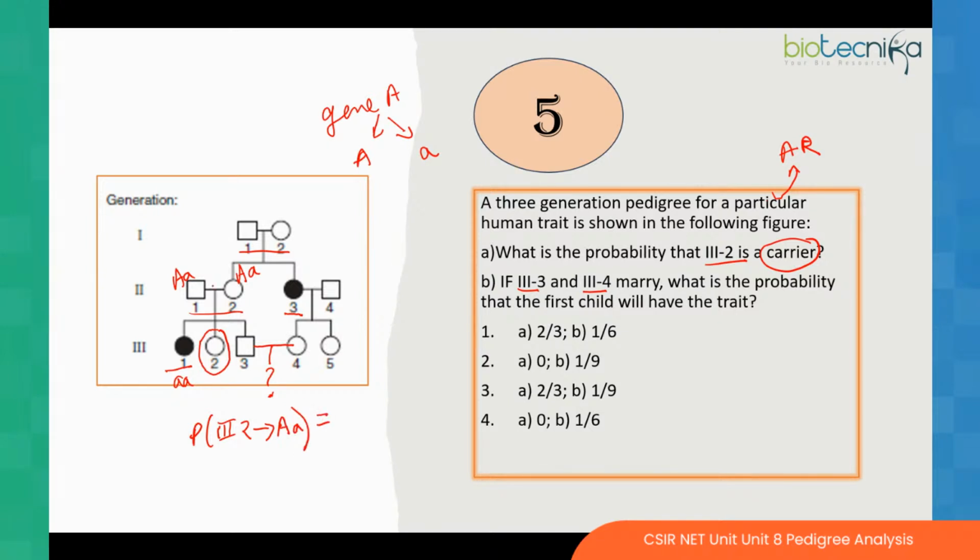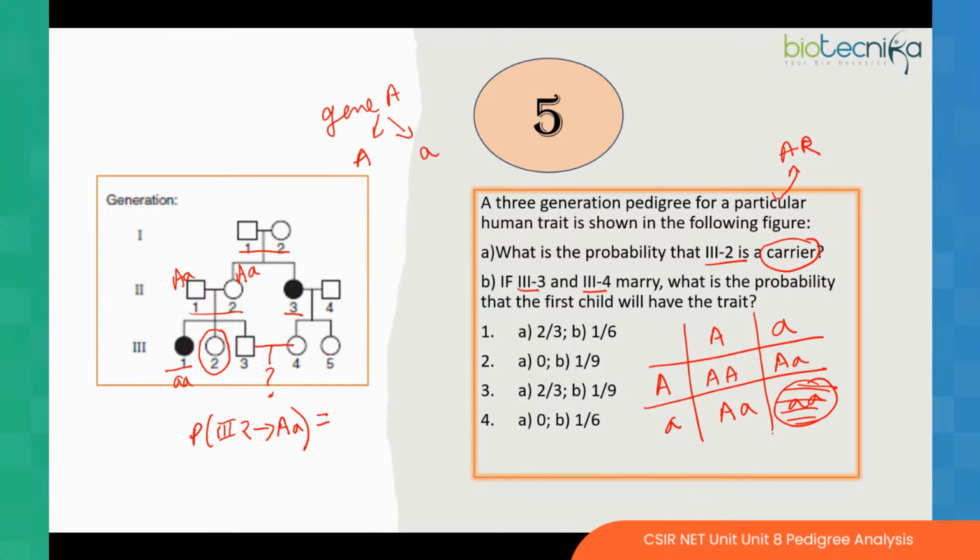For that, you have to do a Punnett square of the parents. So parents are heterozygote here. What are the possible genotypes that we get in the next generation? This is it. Now out of that, because it is homozygous autosomal recessive, this individual will be affected. But what about this portion? They will be normal or not affected.